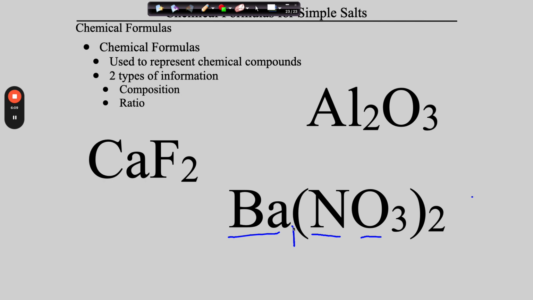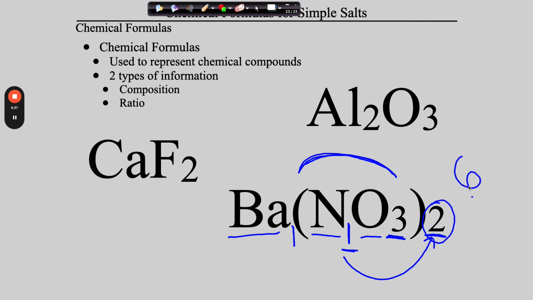But now what about the nitrogens? Well, if you look at the nitrogen, it contains one nitrogen. But you'll notice that there's a 2 over here saying that we've got 2 of this whole thing, which is NO3. So we have 2 times 1 nitrogen for a total of 2 nitrogens. And if this makes sense, we've got 3 oxygens, but 2 of those, so that means we've got 6 oxygens. So in the end, this is 1 barium, 2 nitrogens, and 6 oxygens.